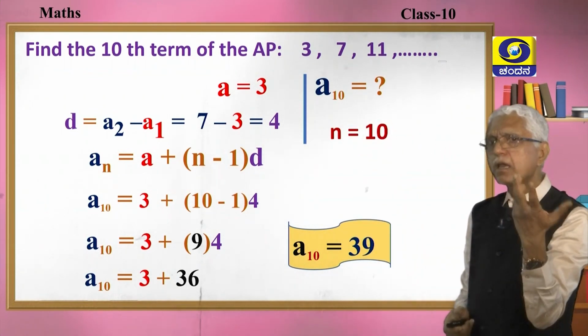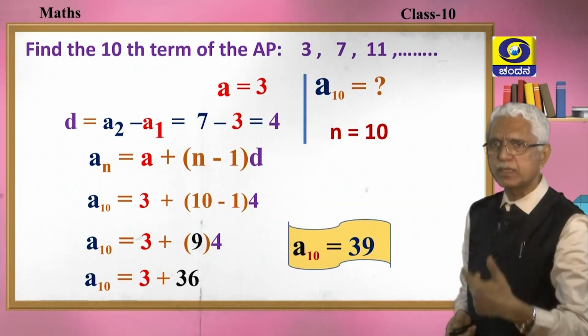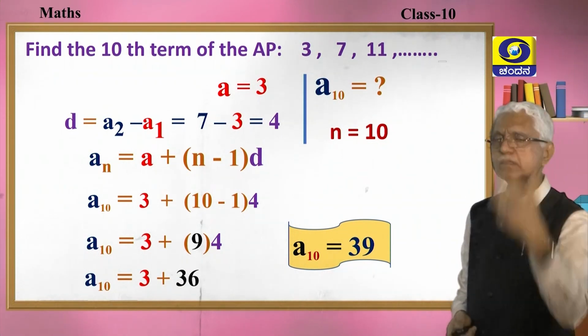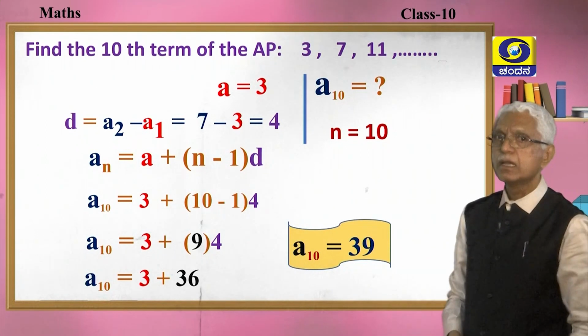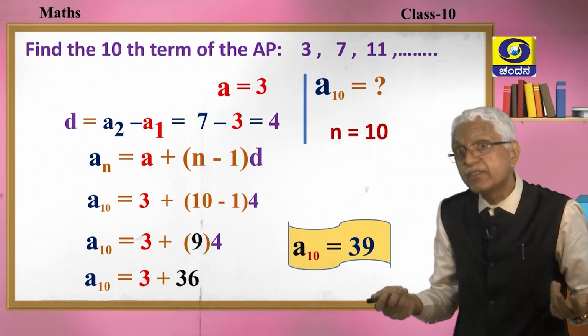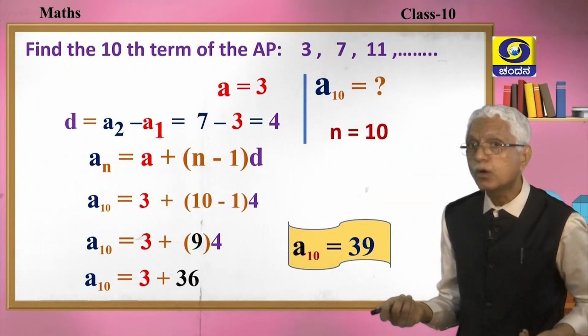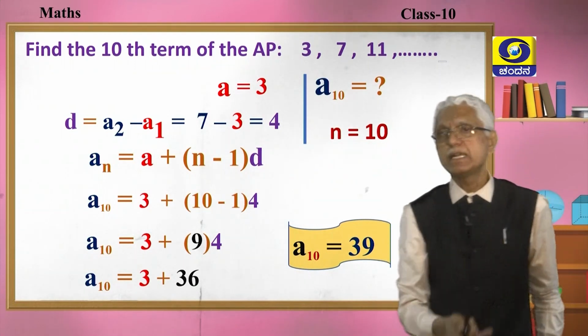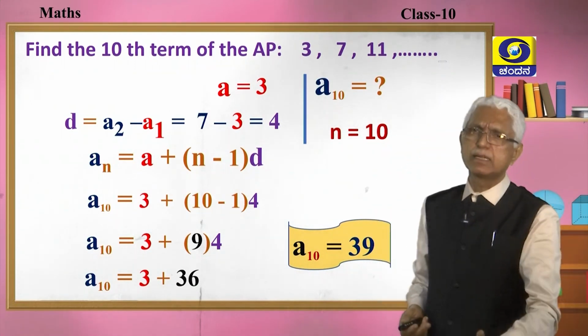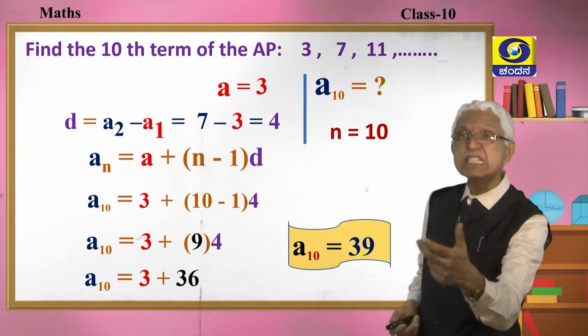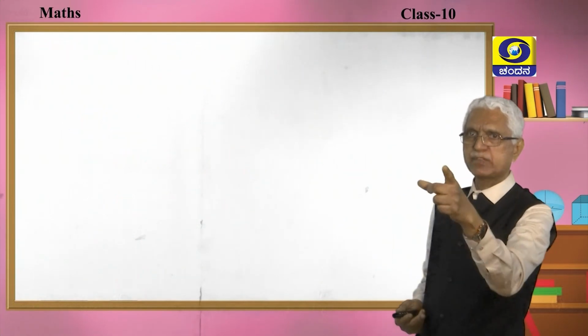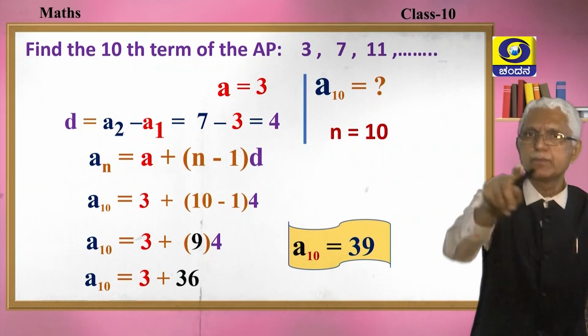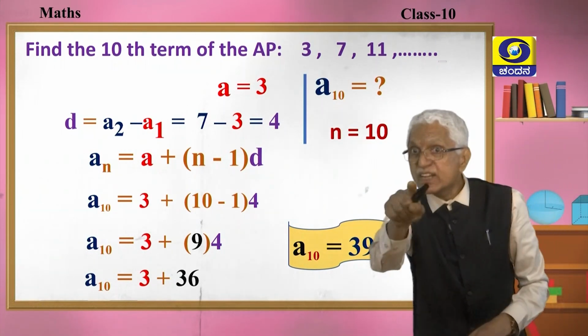What is A? First term, sir. What is the first term in this case? 3, sir. A is equal to 3. Fantastic. What is the common difference? I do not know. But you know, my dear children, common difference is nothing but the difference between any two consecutive terms. Second term minus first term. 7 minus 3 is 4, 11 minus 7 is 4. The common difference is 4.